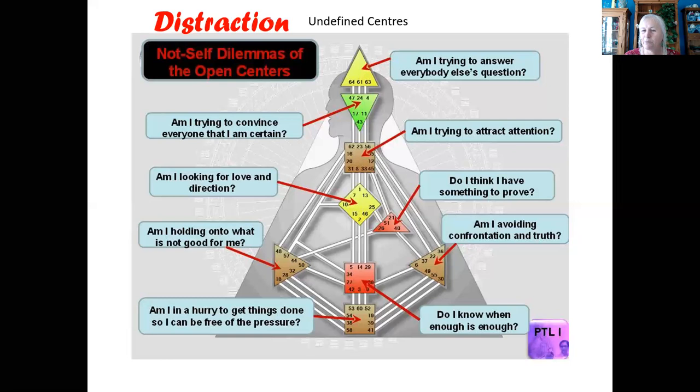Self-improving. Are you pushing to try and self-improve because you think that you're faulty in some way? Okay. And then below that, the solar plexus on the right. Am I avoiding confrontation and truth? Are you deliberately not speaking your truth?